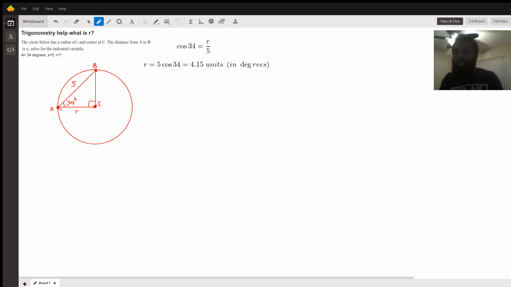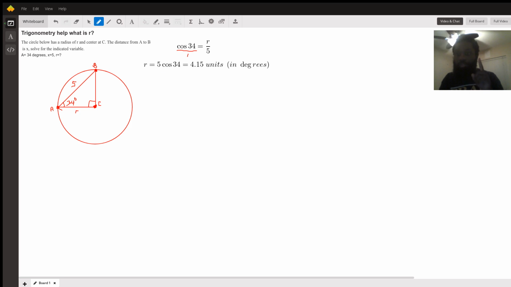We use a trig function, in this case, cosine. So cosine 34 equals adjacent r over hypotenuse 5. Why hypotenuse? Because the distance between A and B and the distance between B and C and A and C forms a right triangle. So we use cosine, okay? And since we're solving for r, we have to cross multiply. R times 1 equals 5 times cosine 34, which is what we have here.